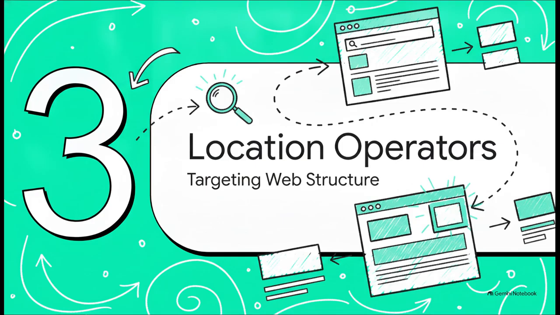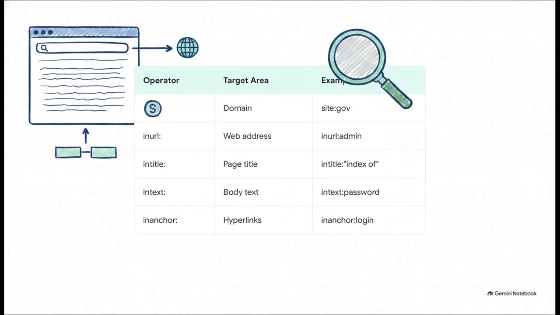Let's transition from what specific words we want to find to exactly where on a web page those words are actually allowed to exist. Every web page has a specific architecture, right? They have a domain, a URL, a title at the top of your browser tab, body text, and hyperlinks. Well, these location operators let us laser focus exclusively on those specific architectural parts.